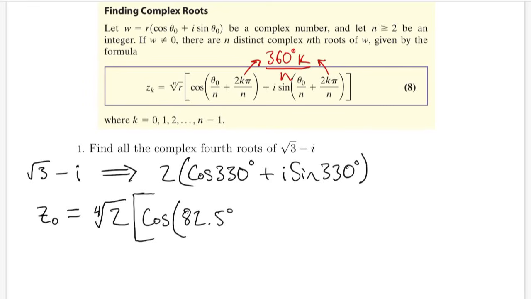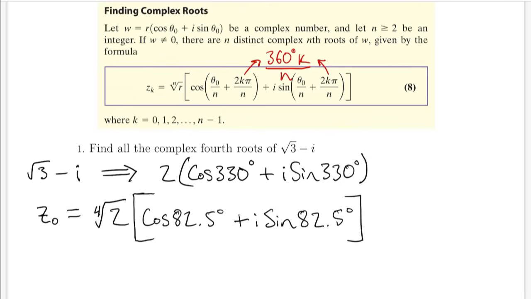Well, my k is 0. So it doesn't really matter what n is. When k is 0, that term is always going to disappear. So I end up adding 0 here. So I can really just forget about that term. And that's always going to be true when we find our first root, when k is 0, we can just forget about that. So here we just have the cosine of 82.5. And another thing I want to point out is that the argument for cosine and sine, right, the stuff that's in the parentheses, is the same. So once I find this for cosine, I can just write it down for sine. There's no sense in trying to work it out again because I've already found what I wanted to find, right? So I can just copy the rest down and bam, there we go. We have our first root.